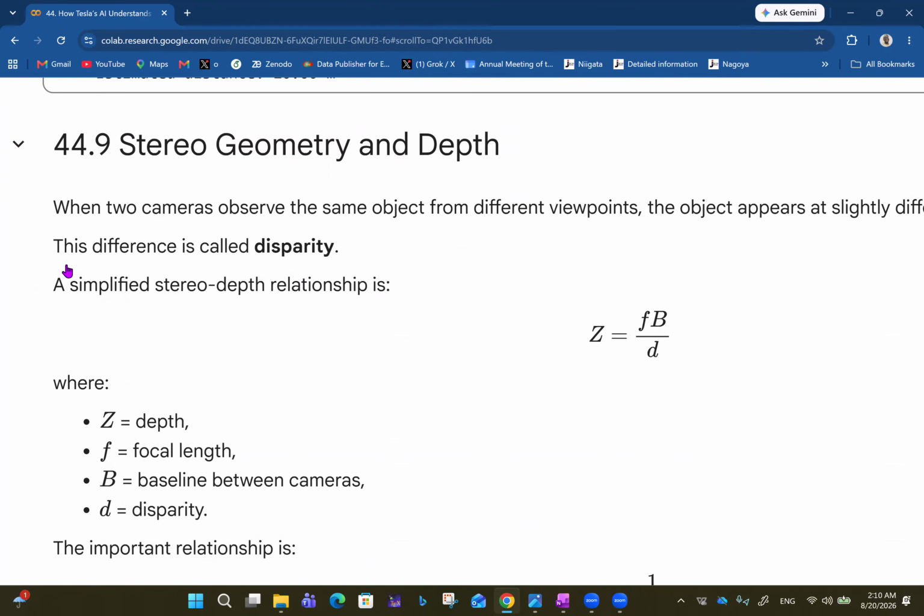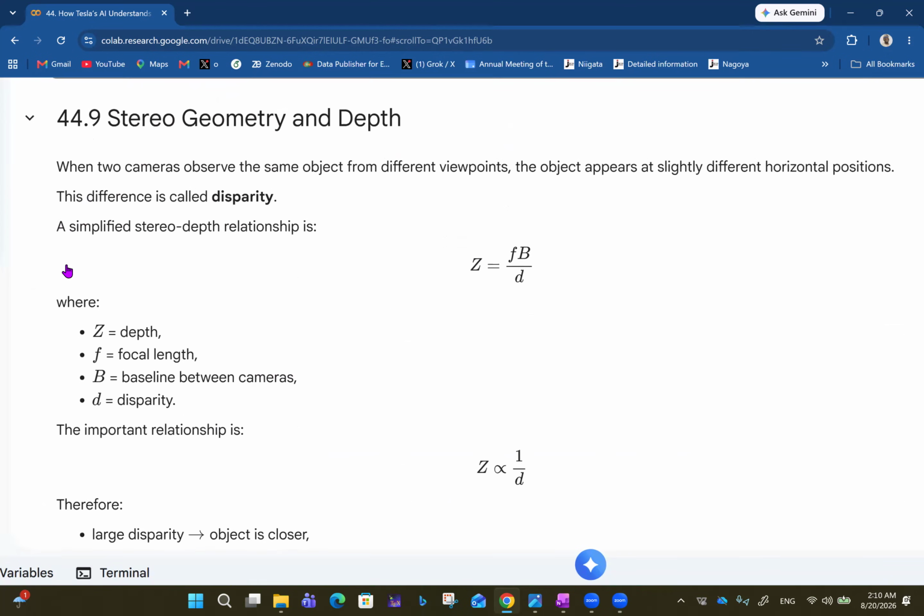So we have stereo geometry and depth. When two cameras observe the same object from different viewpoints, the object appears at slightly different horizontal positions. So this difference is called the disparity.